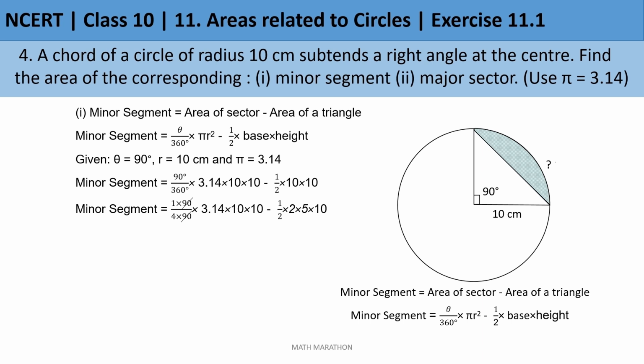In numerator, we have 90. In denominator, we have 90. We can cancel out 90. Also, in numerator, we have 2. In denominator, we have 2. We can cancel out 2. 3.14 multiplied by 10 multiplied by 10 is 314.